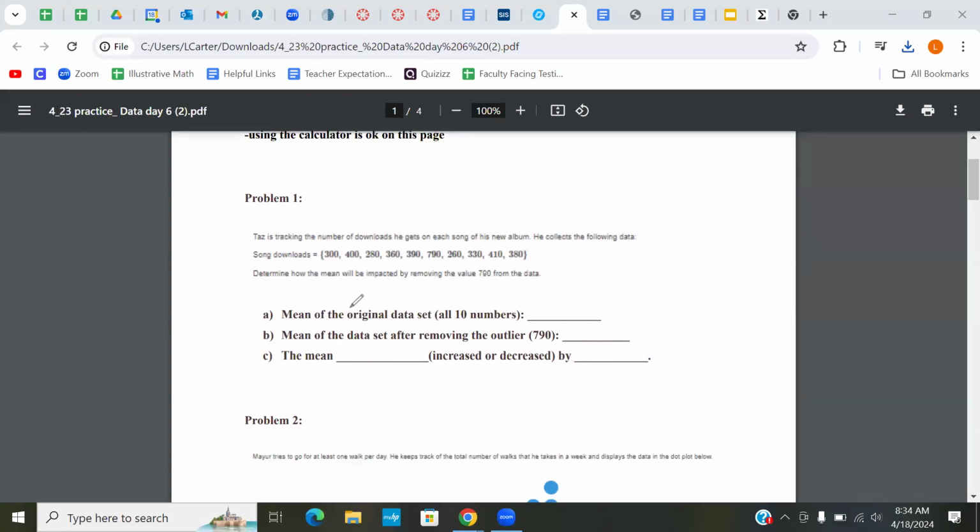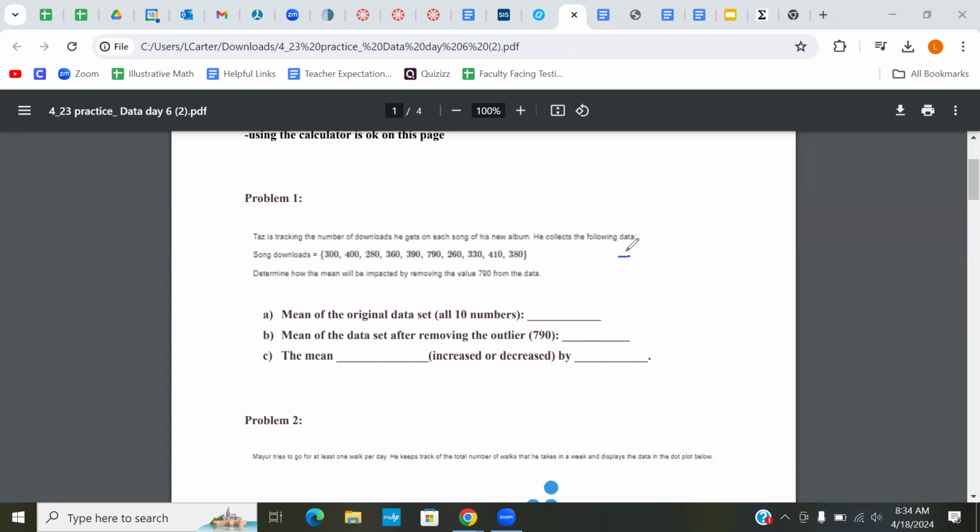Okay, so first problem is Taz is tracking the number of downloads he gets on each song of his new album. He collects the following data. So here's your data set. Determine how the mean will be impacted by removing the value 790 from the data. So we need to know how many pieces of data we have. So there's 1, 2, 3, 4, 5, 6, 7, 8, 9, 10, which I just told you there.